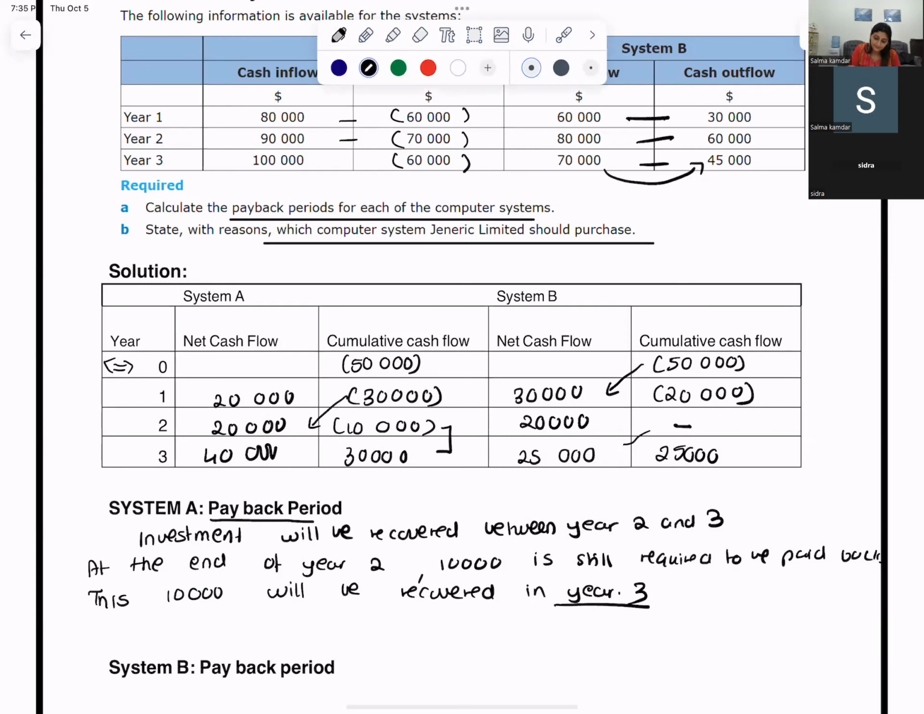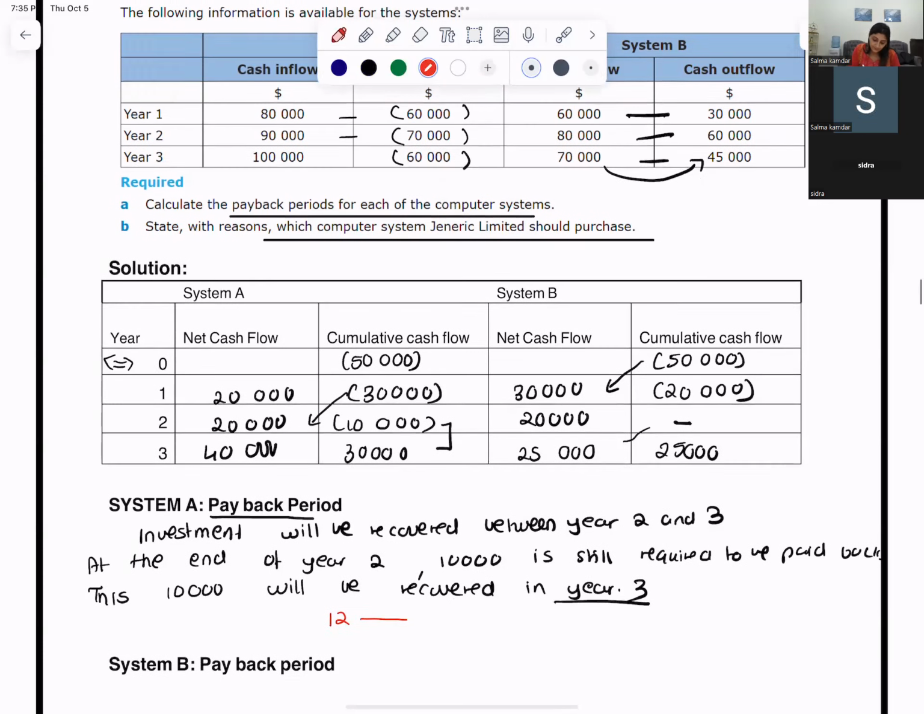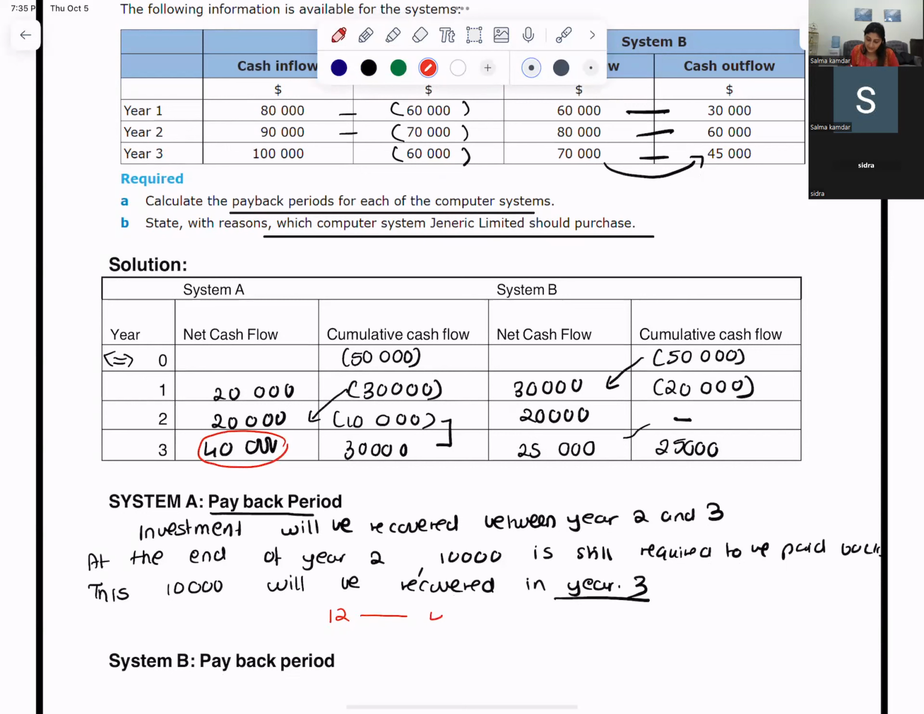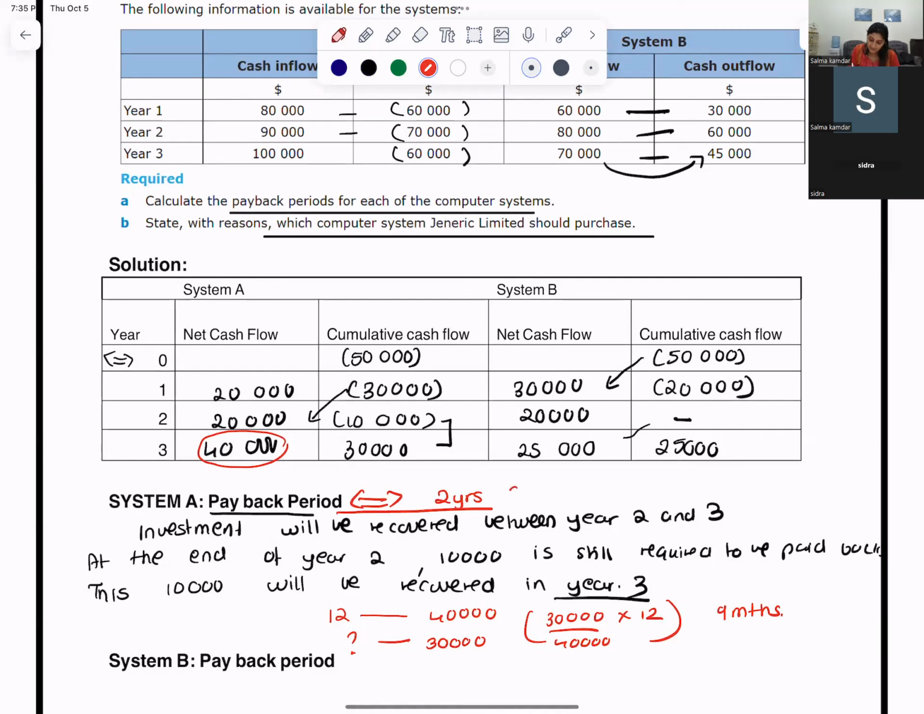Then what will you write? It takes 12 months to recover how much? Net cash 12 for 40,000. How much for 30,000? So 30,000 will be recovered in how many months? 30,000 into 12 divided by 40,000, so this will be recovered in 9 months. So 2 years and 9 months. So the payback period for system A is 2 years, 9 months.